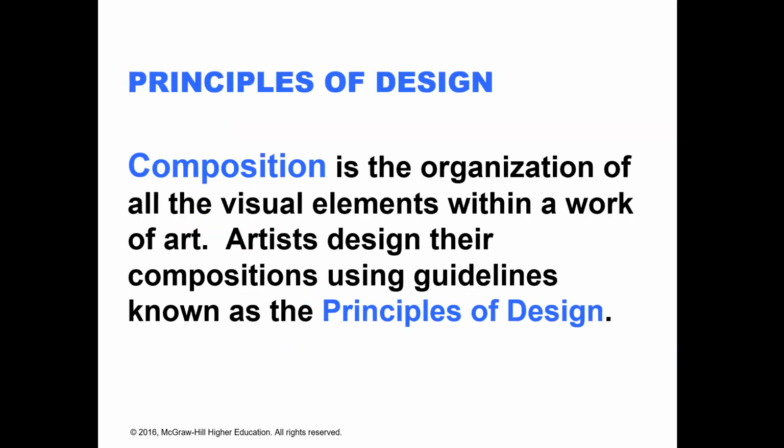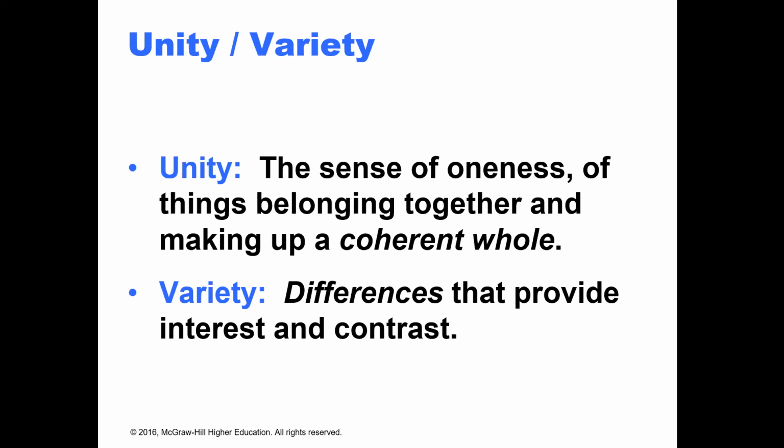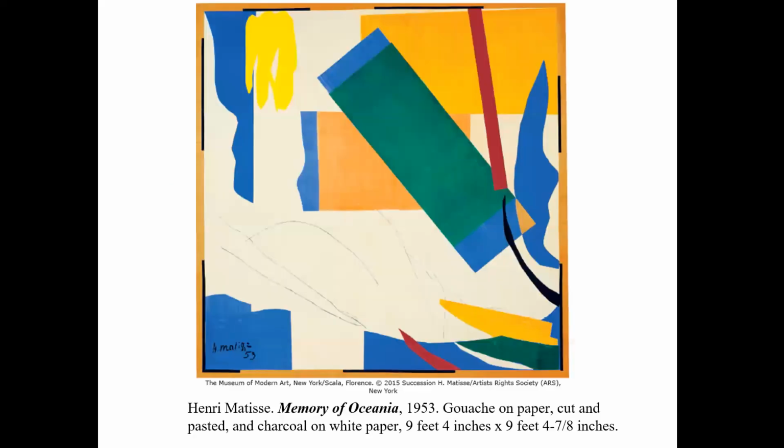A composition is the organization of all the visual elements within a work of art. Artists design their compositions using guidelines known as the principles of design. Unity and variety is the first one. Unity is a sense of oneness, things belonging together, and a kind of overall coherence. Variety is differences that provide interest and contrast, and it's hard to separate these two, as you'll probably notice here. One needs the other in order to work properly.